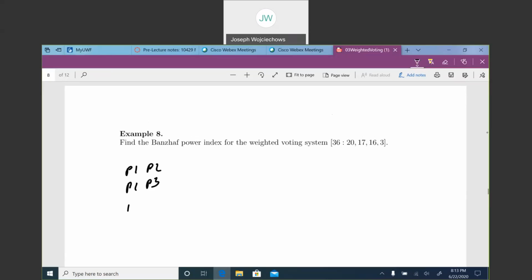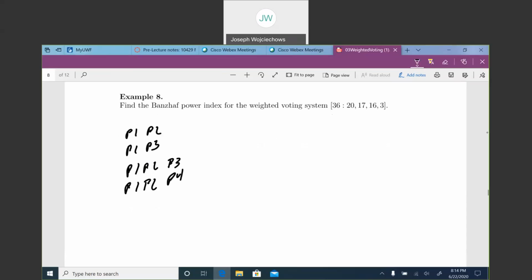Okay, so now player 1 and player 2 and player 3 will work. Doesn't matter, either way. And player 1, player 2, and player 4 will work. Likewise, player 1 and player 3 and player 4 will work. And of course, player 1, player 2, player 3, and player 4 will work.